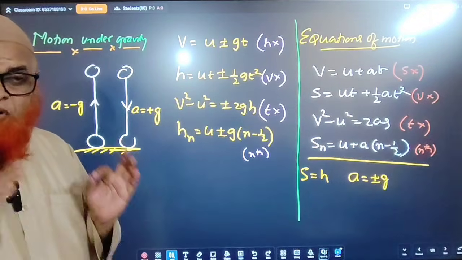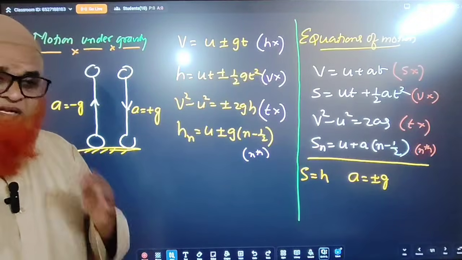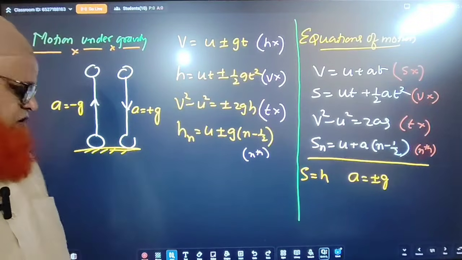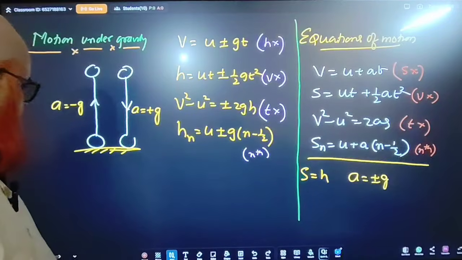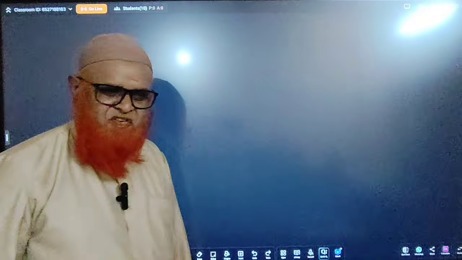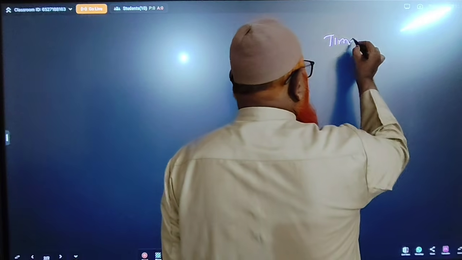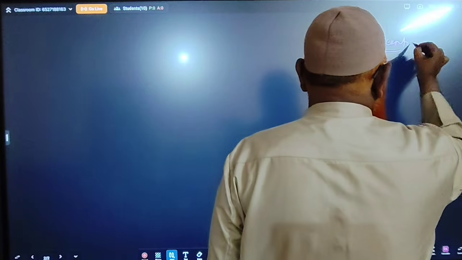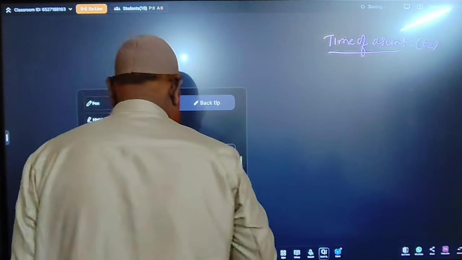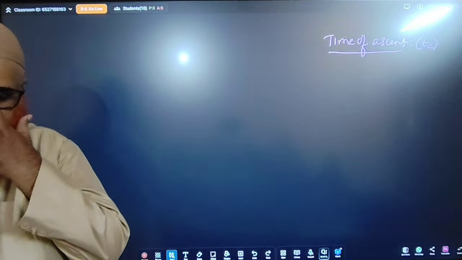We will solve the problems of JEE Mains today, and the problems of NEET will be solved by you in the last half an hour. Let us discuss how to solve the problems now. The very important thing, the basic thing, is what is called the time of ascent, which is given as TA. So what should be your approach while solving the problems?